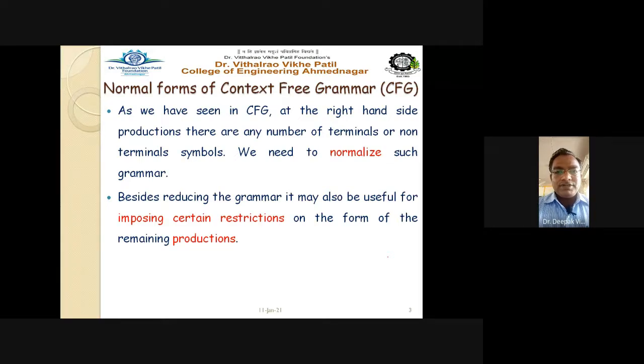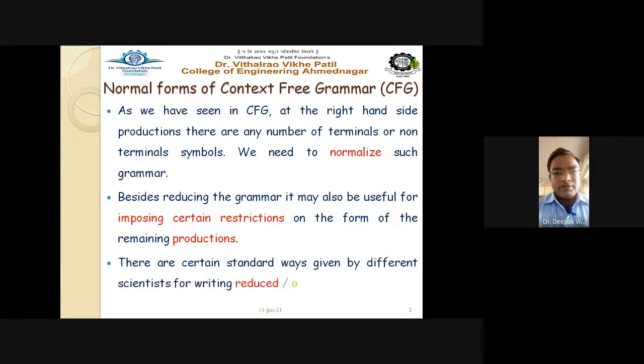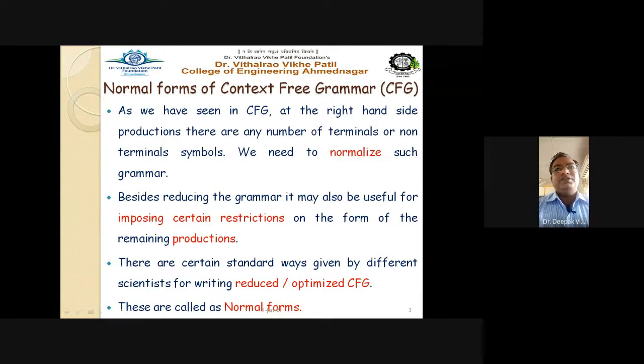Now, in today's lecture, we are going to see the normal forms of the context-free grammar. It means we are going to normalize the CFG. Now, what is the meaning of normalization, or how can the CFG be normalized? As we have seen in CFG, on the right-hand side of the production, there can be any number of terminals or non-terminal symbols, right? And we need to normalize such grammar.